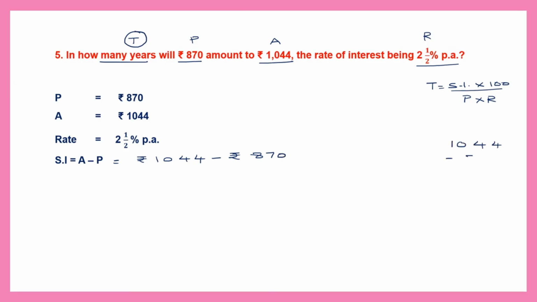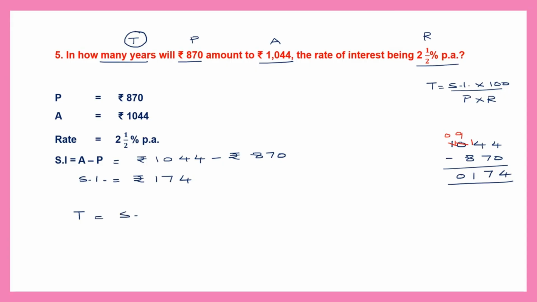1044 minus 870. Now 4 minus 0 we can't do, so we're going to borrow from here. So this is 0, this becomes 10. Now that's become 9 and 14. 14 minus 7 is 7. 9 minus 8 is 1. 0, that's 174. So simple interest we have found to be rupees 174. Now we can find the time.